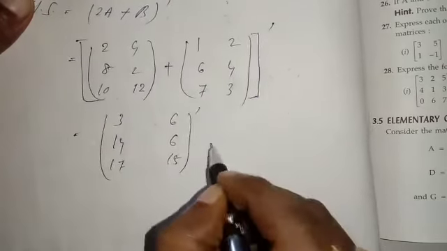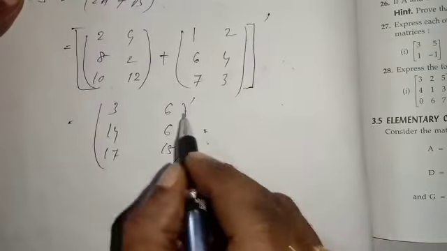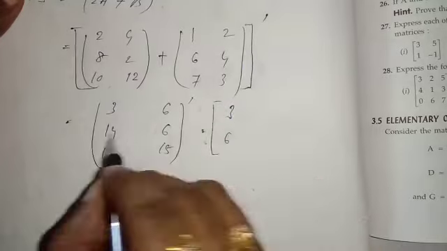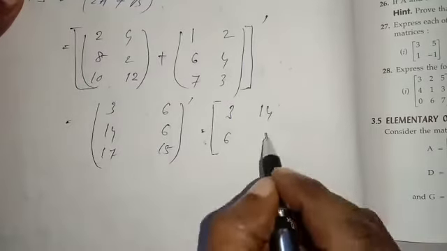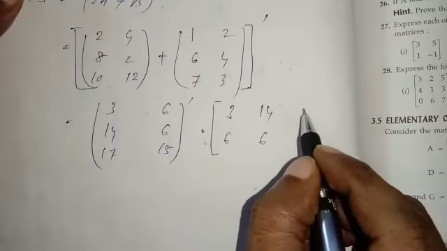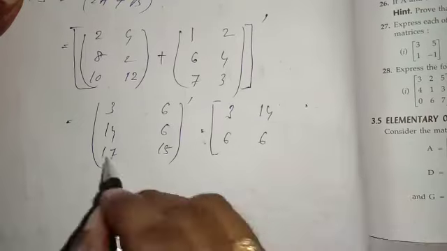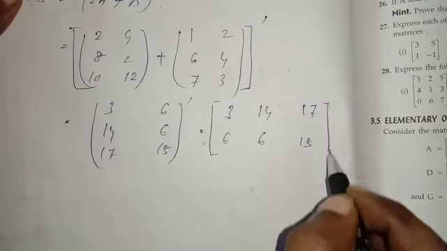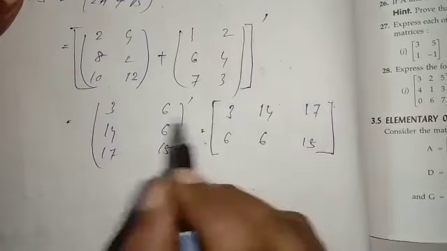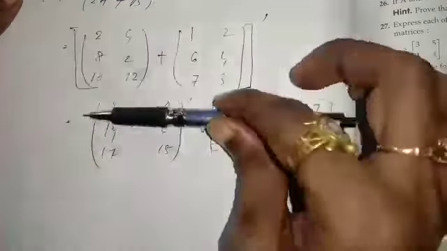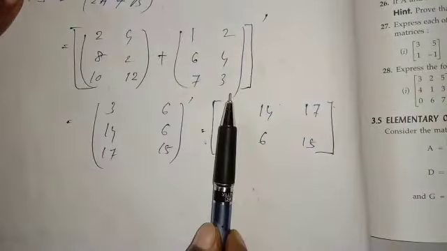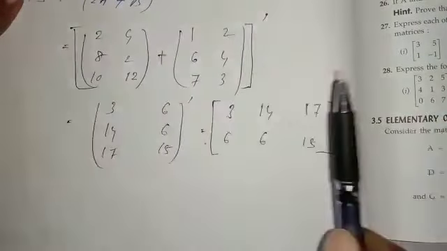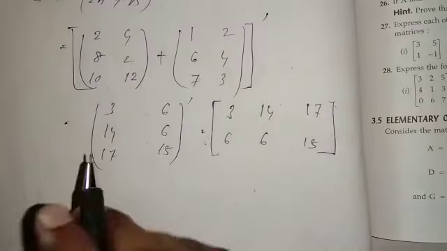That transpose means first row will be converted to first column like this, second row converted to second column, and third row converted to third column, that is 17 and 15. Row converted to column. In this way, 2A plus B whole transpose.